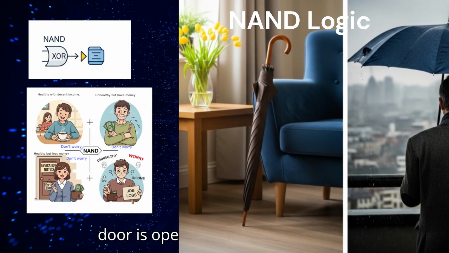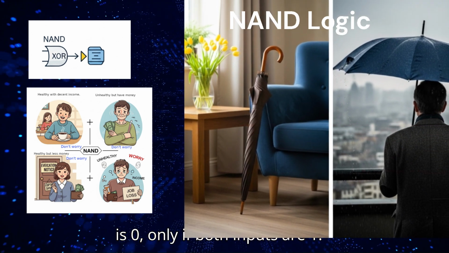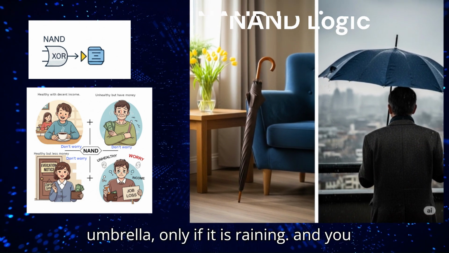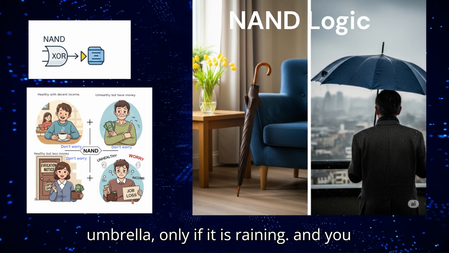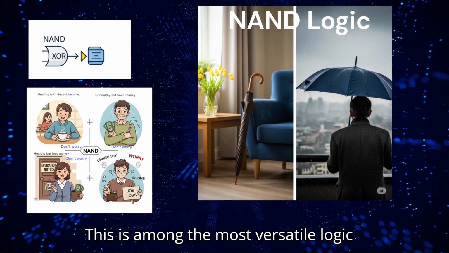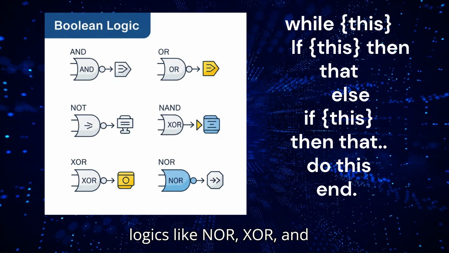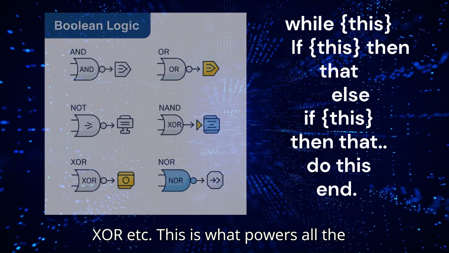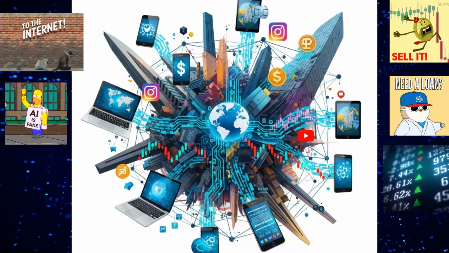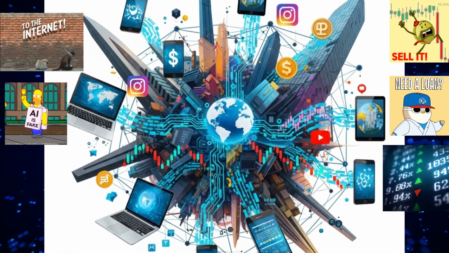NAND, also called NOT AND, the opposite of AND. Here output is 0 only if both inputs are 1. This is like a statement: open the umbrella only if it is raining and you are outside, else keep it closed and dry. This is among the most versatile logic out there. There are a lot of other logics like NOR, XOR, and XNOR, etc. This is what powers all the logics that work to give us internet, our devices, artificial intelligence, banking, crypto, stock market, Instagram and YouTube.